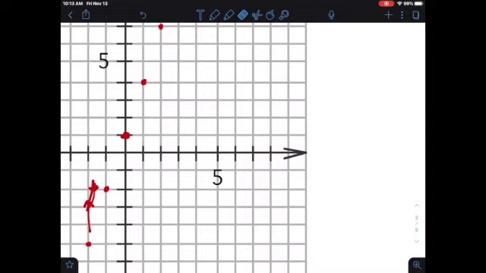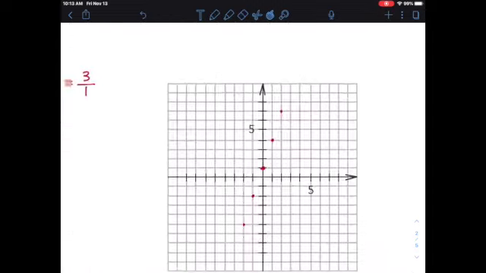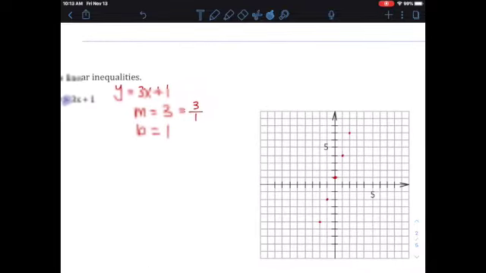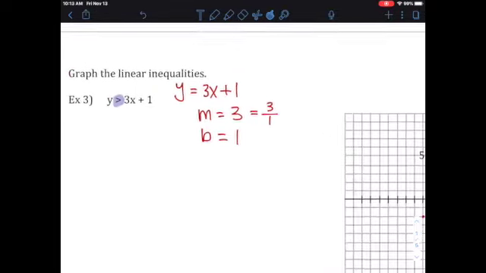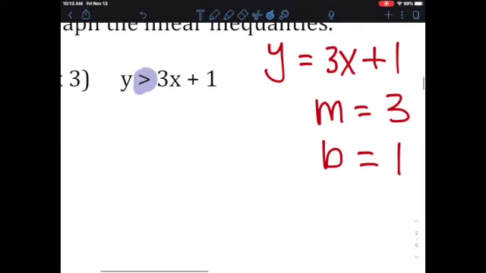So now what you're going to do is decide whether this is a dotted or solid line. In this case, the symbol is only a greater than symbol. Since it doesn't have a little line underneath, that means I'm going to have a dotted line. So if you have an equal sign, it's a solid line. If you don't have an equal sign, it's going to be a dotted line.